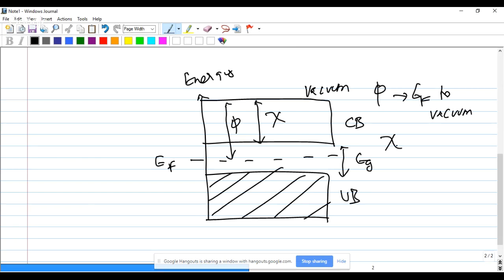And the electron affinity chi is from the conduction band minimum to vacuum. You can think of it as the work done when an electron goes from the vacuum level to the conduction band minimum, or conversely how much energy you need to supply to take an electron from the conduction band minimum to the vacuum level.